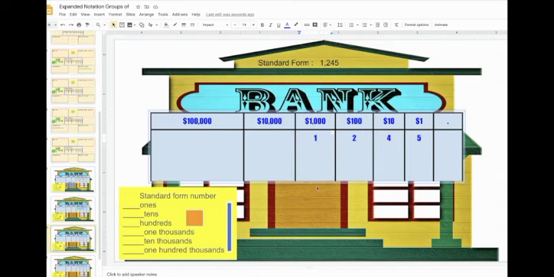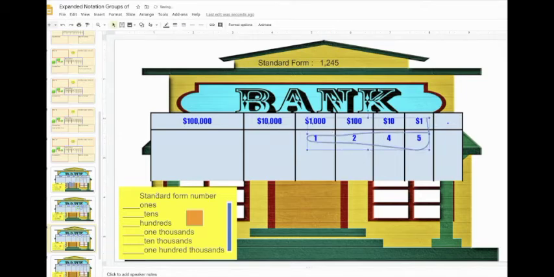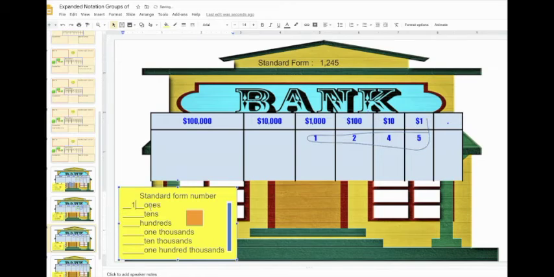So let's start with the ones. How many ones would the bank give me if I wanted 1,245 all in $1 bills? So let's get our scribble tool out. Draw a line from the ones and circle every digit to the left. That's the amount of ones. So we'll fill this in. It's 1,245 ones.